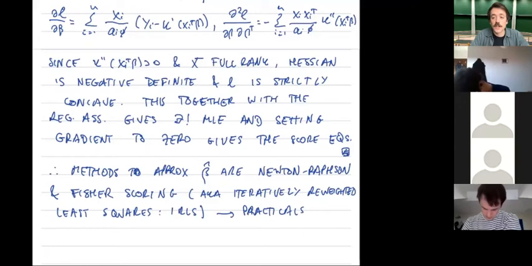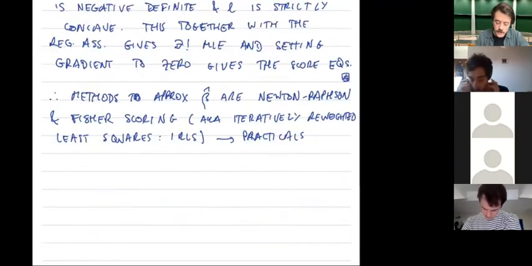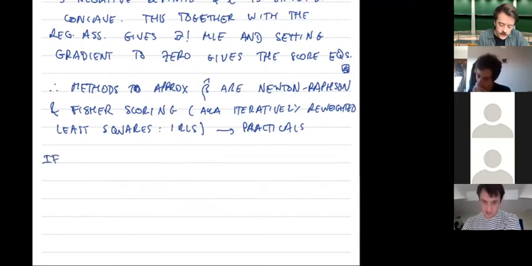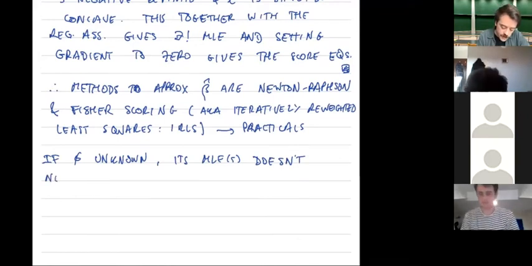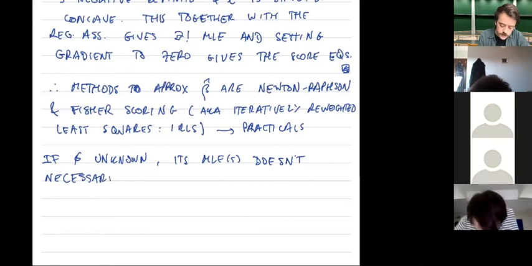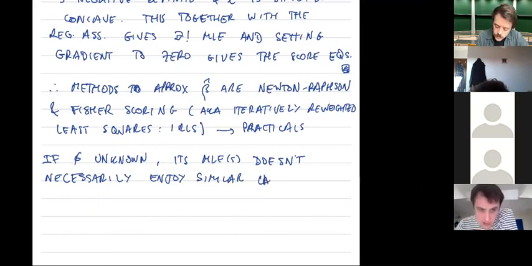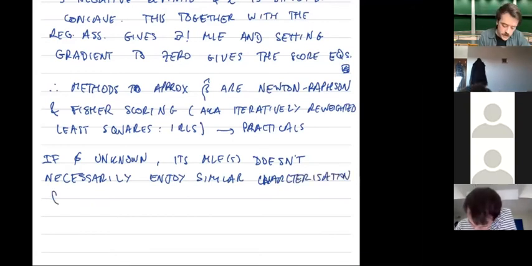Okay, so that's regarding beta. What about phi? Well, if phi is unknown, then the MLE doesn't necessarily enjoy such a nice characterization, or similar properties.